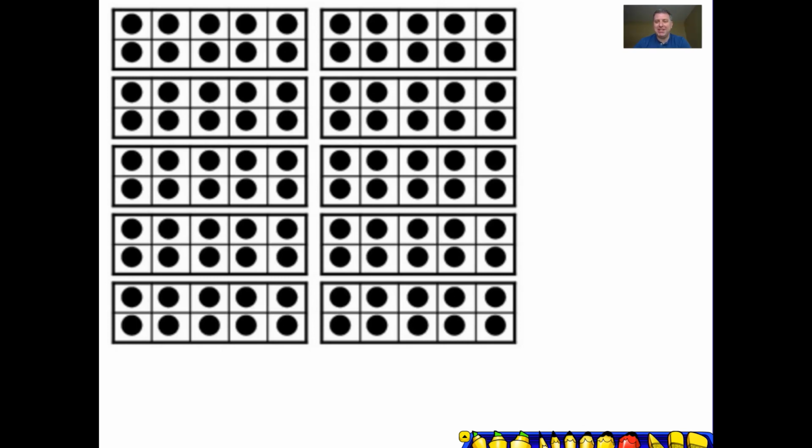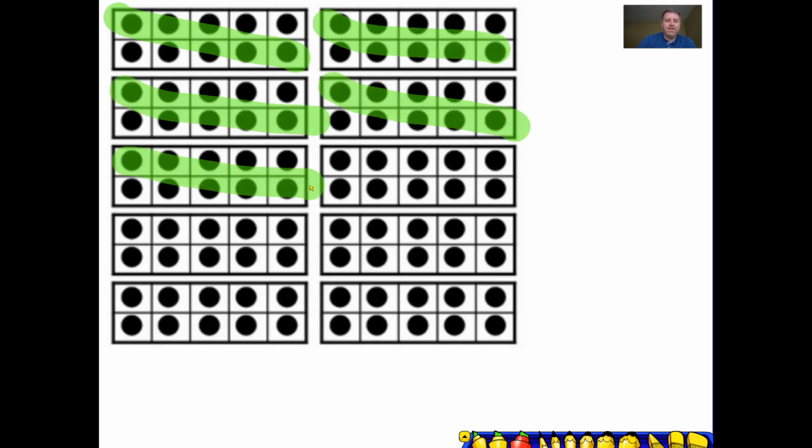These are 10 frames. They are filled. Each 10 frame has 10. Let's count by tens, friends. You can pause the video, work it out, write the number, and then tell me how many by pressing play and checking your answer. Ready? Let's count by tens, friends. 10, 20, 30, 40, 50, 60, 70, 80, 90, 100.